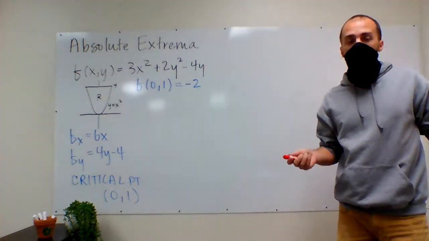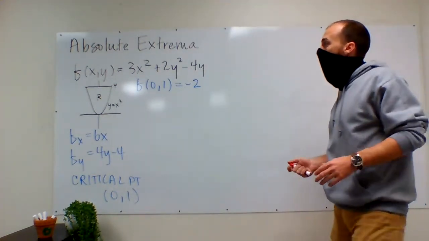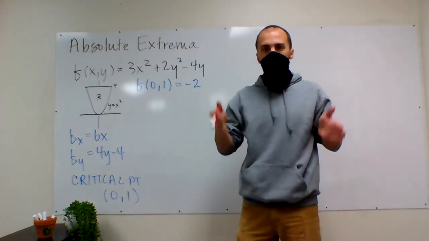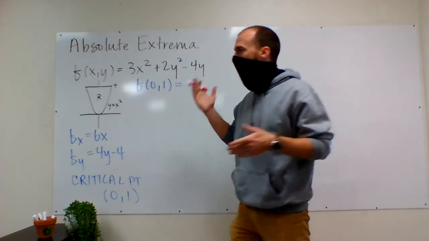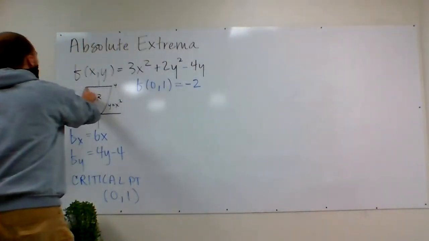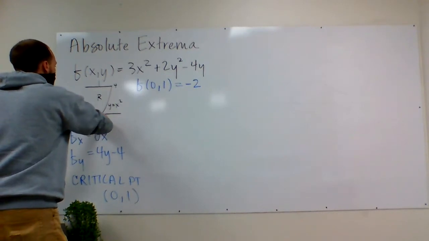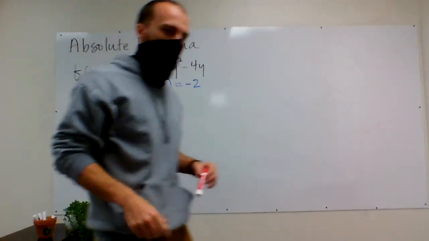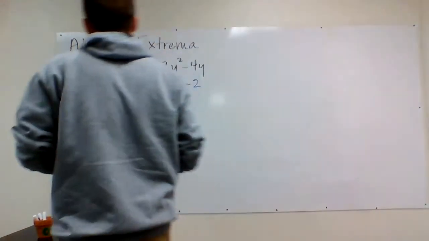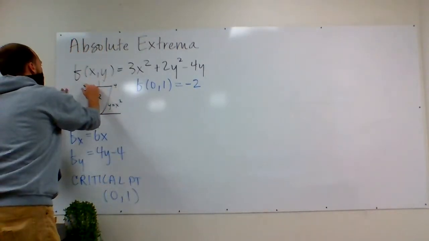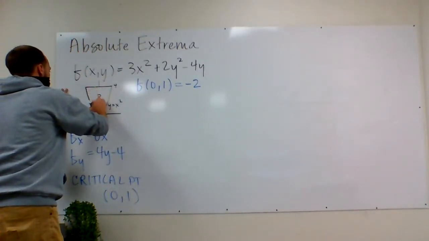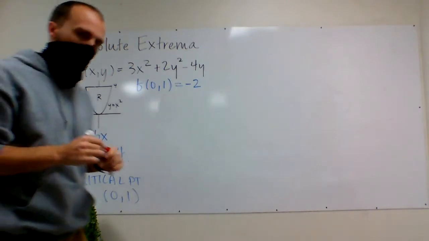That's all the critical points for the whole function. So now I need to check the boundary, basically the endpoints. But for now, the endpoints are going to be this curve. And actually, no, hold on, I got ahead of myself. I'm going to start with y equals 4, because that's what would typically happen.